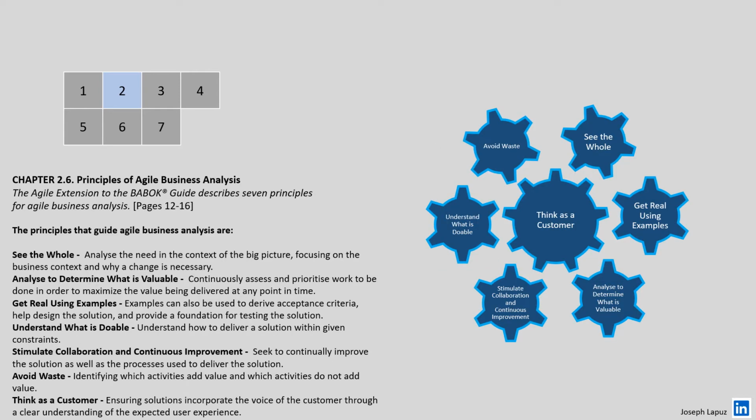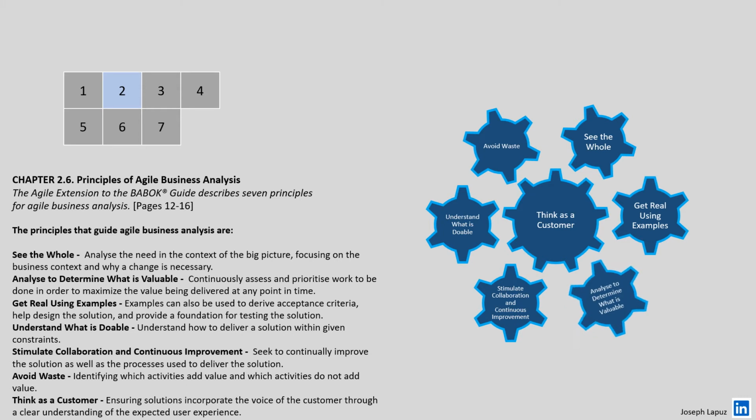Chapter 2.6 Principles of Agile Business Analysis. The Agile Extension to the BABOK Guide describes 7 principles for agile business analysis. The principles that guide agile business analysis are: 1. See the whole. Analyze the need in the context of the big picture, focusing on the business context and why a change is necessary. 2. Analyze to determine what is valuable. Continuously assess and prioritize work to be done in order to maximize the value being delivered at any point in time.